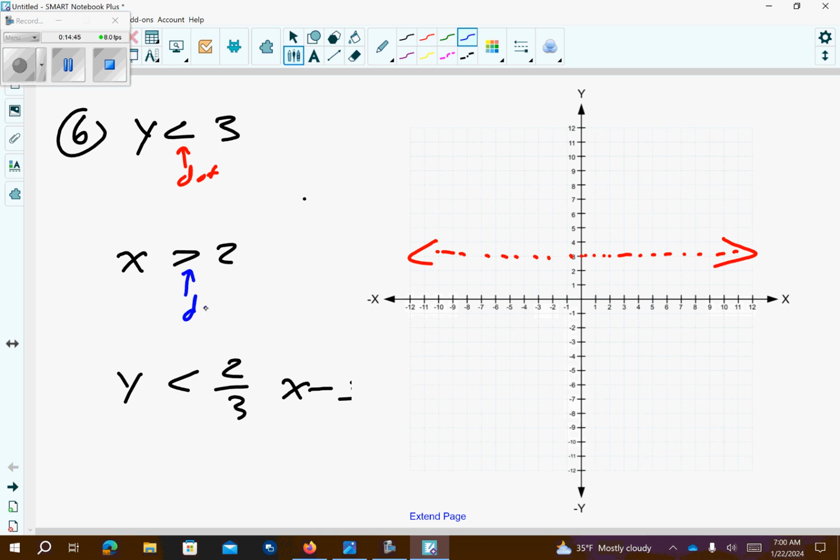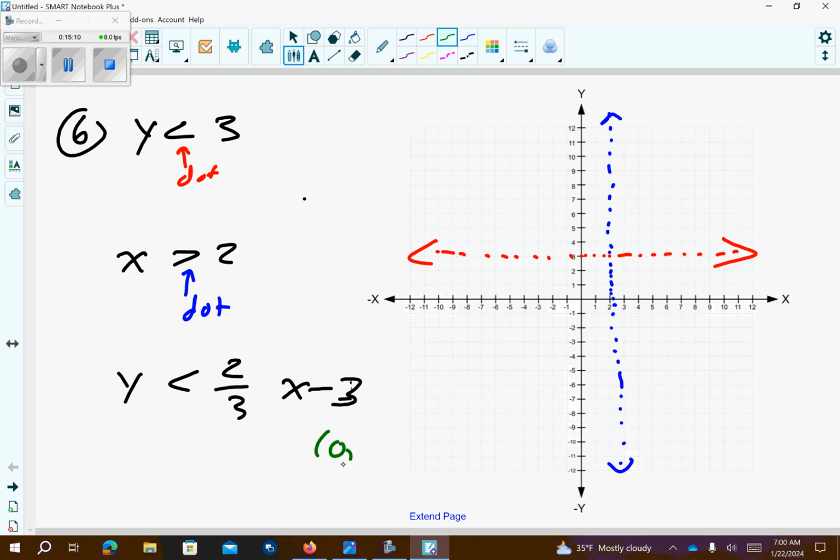So let's do the second one. This is going to be also dotted. So in the x direction, I count out 2, and this will be a vertical line. Okay. And then my last one, oh, I can't really see that's a -3. Okay, and this last one, we'll do in green.